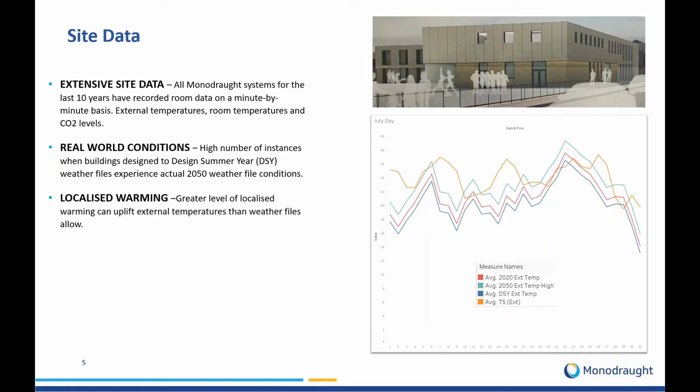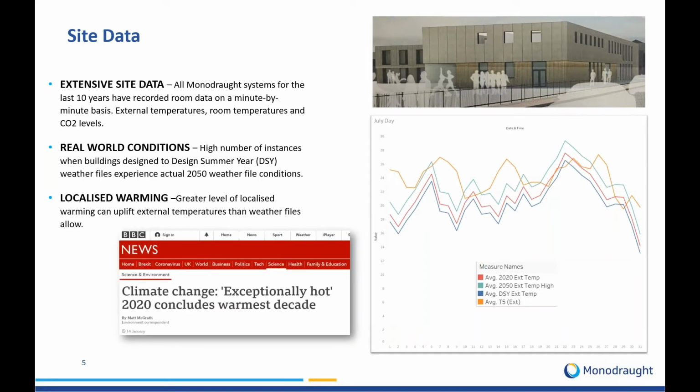One is that there's localised warming, so from the solar gain onto the brickwork, it's pulling off heat from that. But also the temperatures being experienced are warmer than expected from the weather files. And at the end of last year, we concluded that 2020 was the warmest decade. So the site data is backing up what we're actually experiencing in real life.